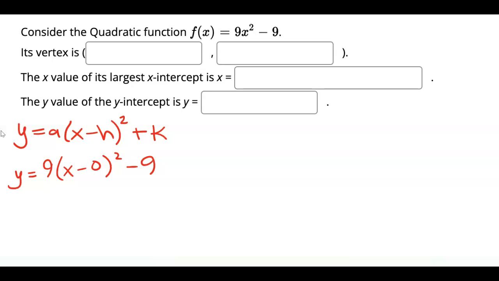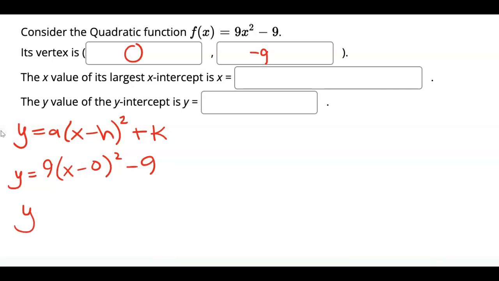We can put that 0 there and it doesn't change the value, but it does tell us that our x-coordinate of the vertex is 0. So we'll have 0 for the x-coordinate, negative 9 for the y-coordinate.